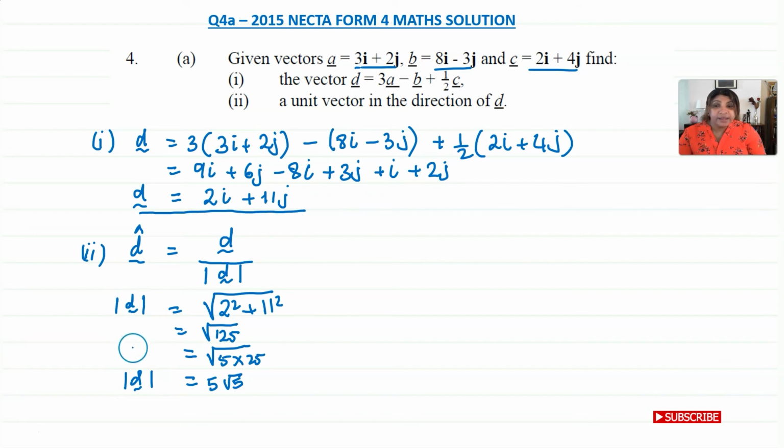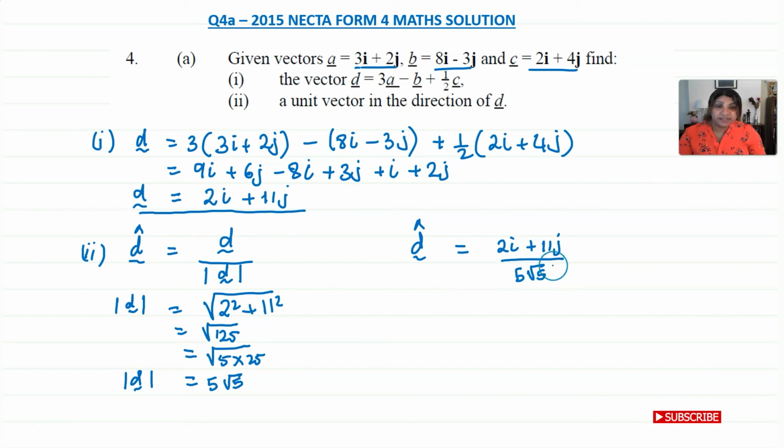Now we can go ahead and find a unit vector in the direction of d. Okay, so we now know vector d is 2i plus 11j. So 2i plus 11j, everything divided by the magnitude of vector d, which we now know is 5 root 5. Now you could leave it as it is, but we don't normally leave the radical, or you might call it surd, as the denominator.